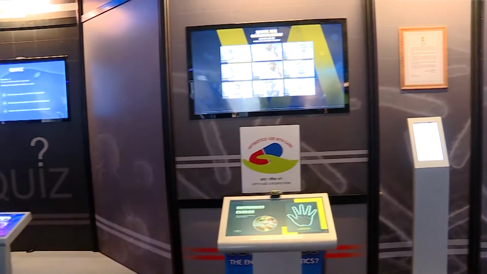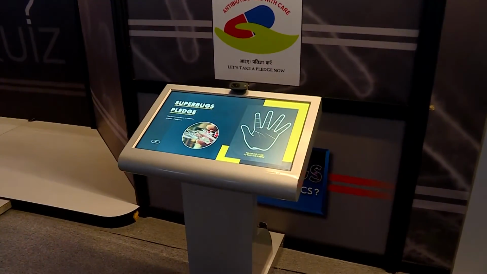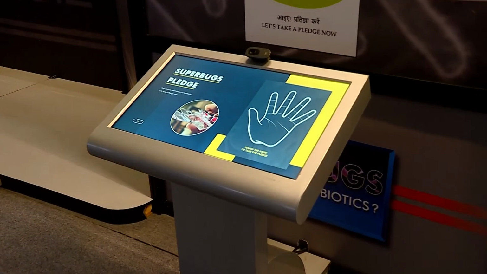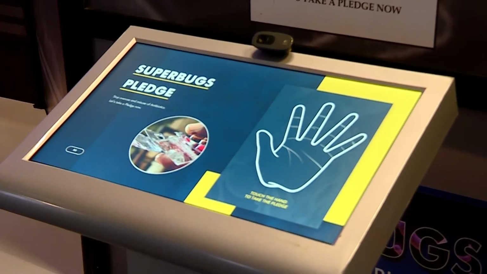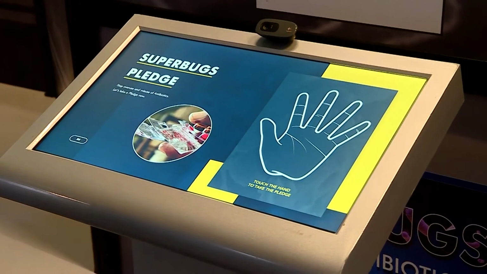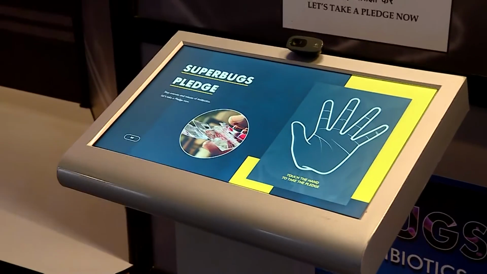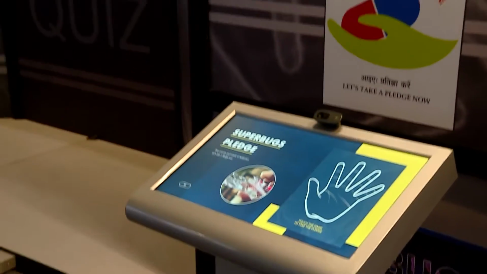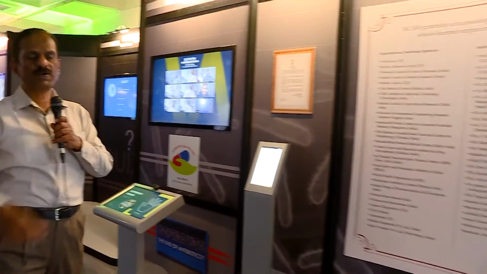So with this information, we would also like the visitor to take a pledge that they would use the antibiotics as per the prescription of the doctors and at the same time use it effectively so that we don't expose the antibiotics too much to the microbes, so that during the process of microbial evolution they do not develop resistance to the known drugs. So this is in brief about the exhibition Superbugs, the End of Antibiotics.